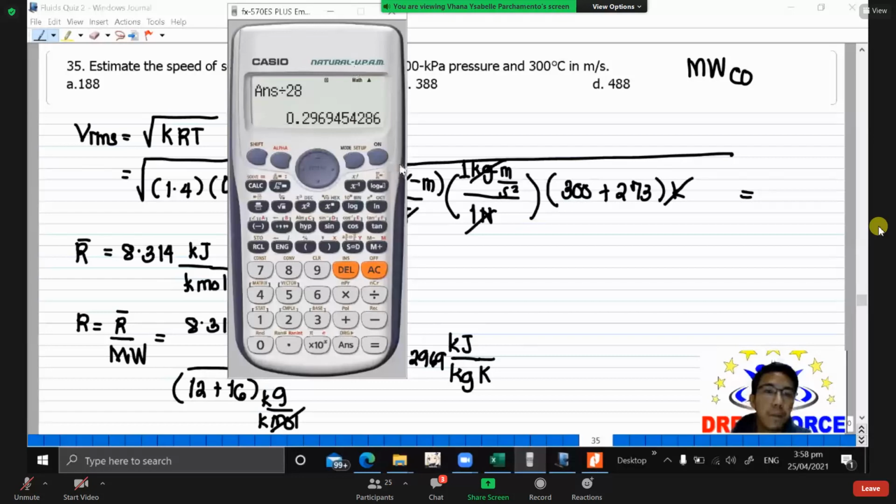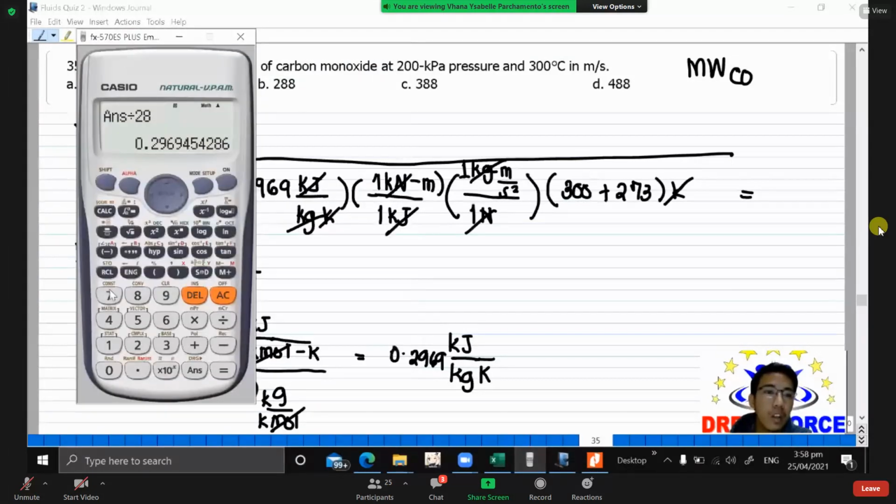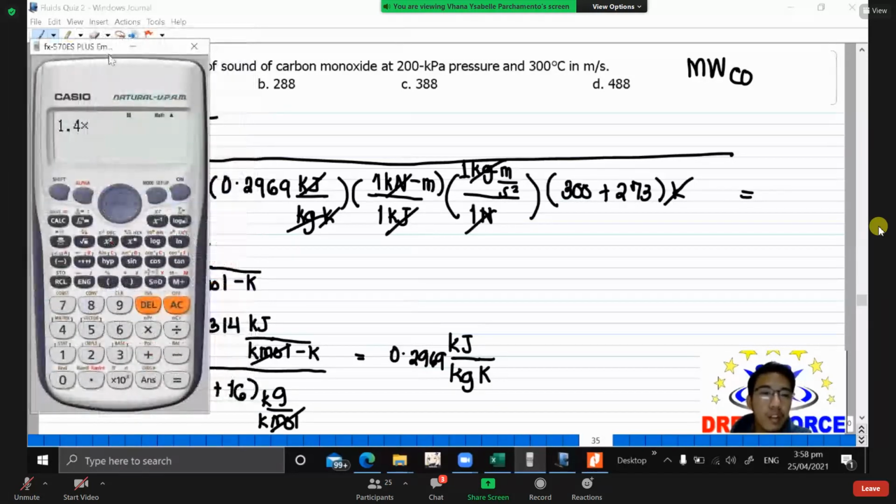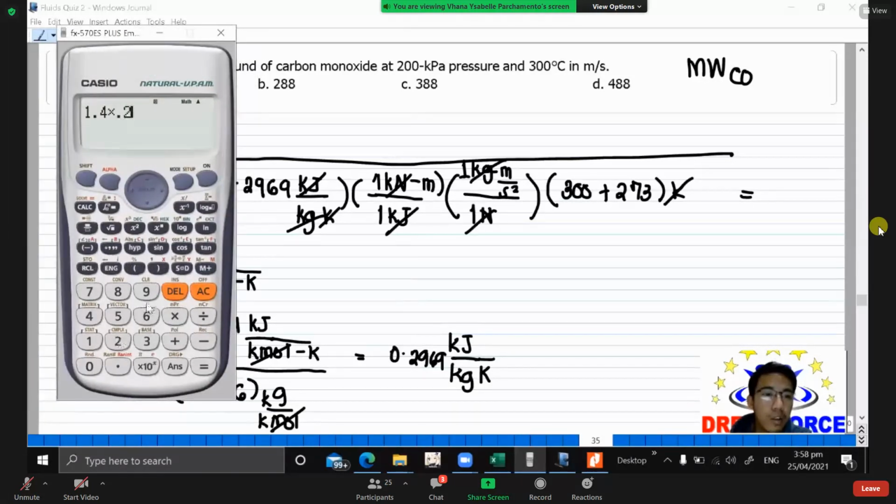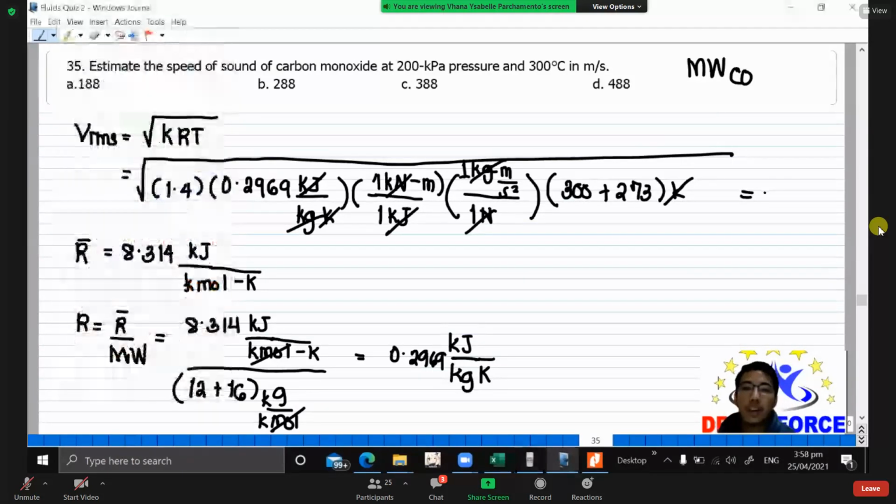So, what is the velocity? Okay, 1.4 times 0.2969 times 1,000, kasi may natira pang kilo doon, then times 300 plus 273. Okay, square root. We have 488.03 meters per second. So that is letter D.